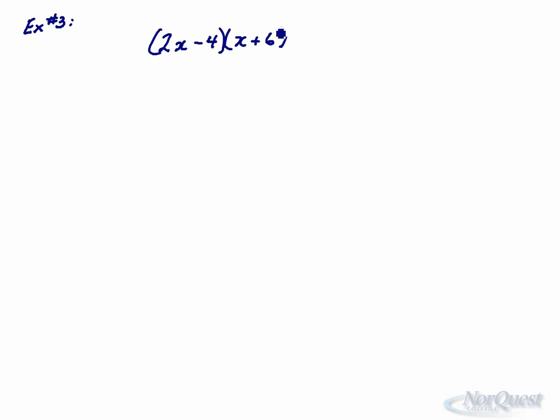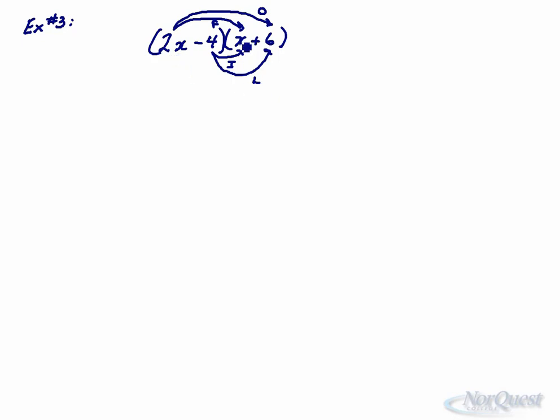We tend to use the FOIL method, meaning first, outer, inner, last is how we expand this. Or a lot of people just look at it as distributive law. Distribute the 2x to the other binomial, distribute the negative 4 to the other binomial. That's really what you're doing.